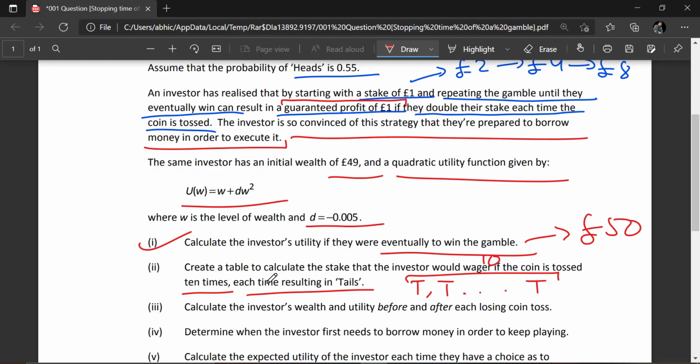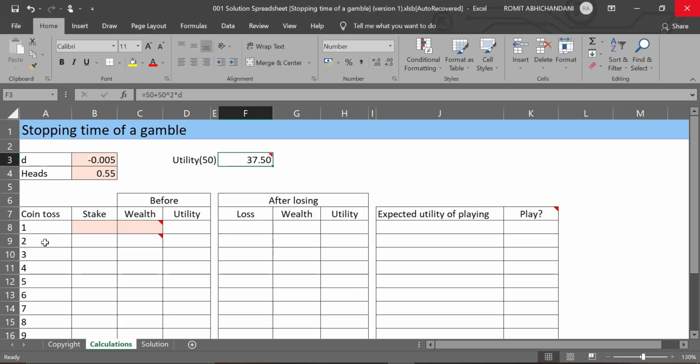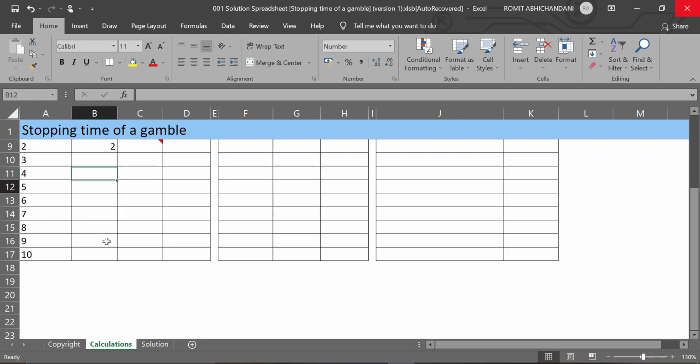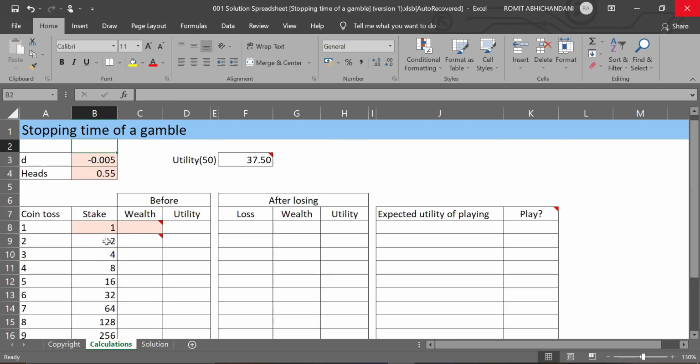Next, create a table calculating the stake that the investor would wager if the coin is tossed 10 times, each time resulting in a tails. Okay, so the first time the stake will be 1, and then it will keep on doubling. So it's 2. Every time it's double of the previous one. So you can take the previous one and multiply it by 2, right? And then this just gets filled downward. Just go to 10, select this and press Ctrl T. Okay, so this is how you calculate the stake.